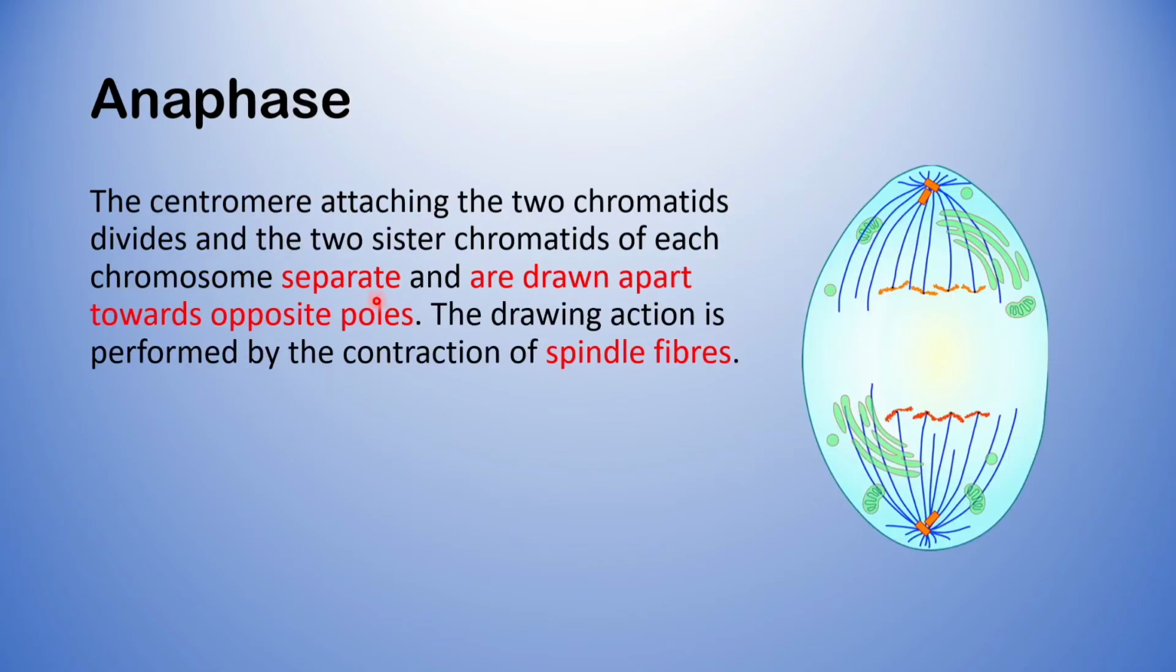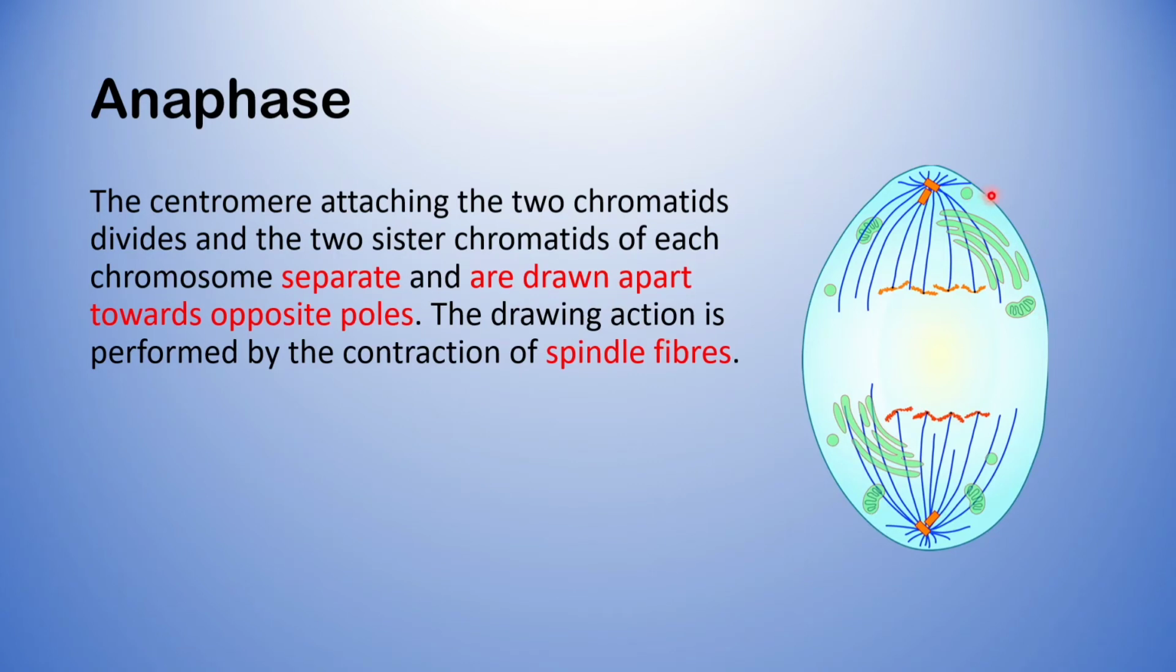Now the anaphase, the actual main part of the cell division, mitosis. The centromere attaching the two chromatids divides, and the two sister chromatids of each chromosome separate and are drawn apart towards opposite poles.